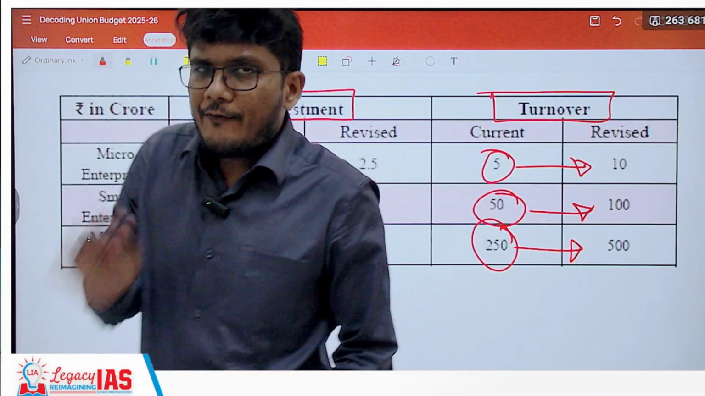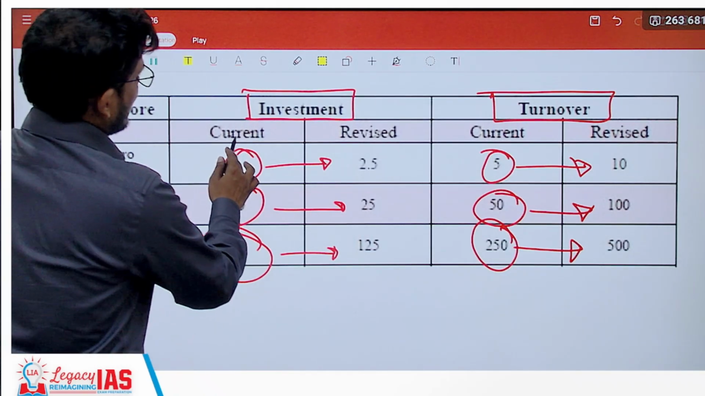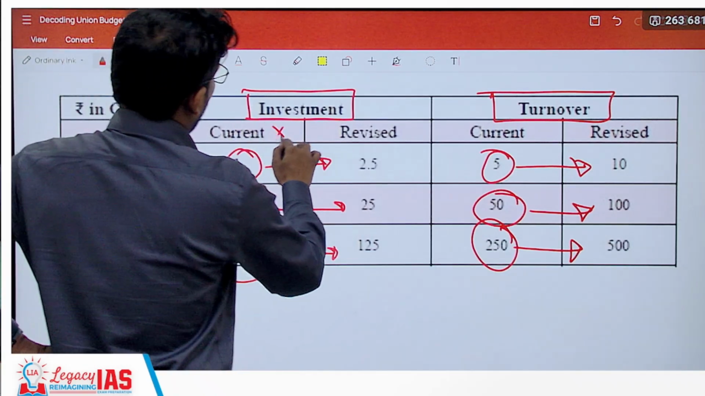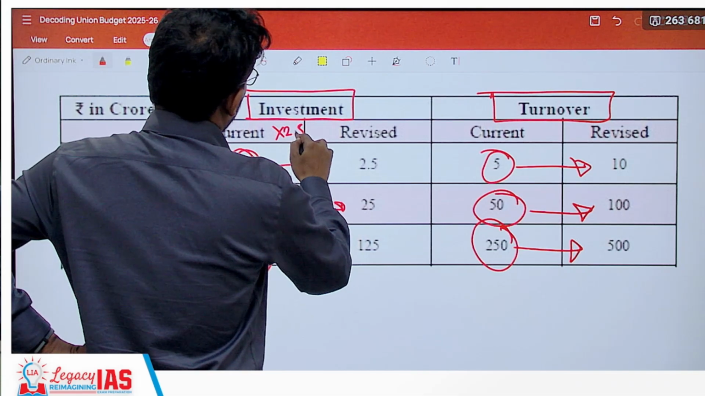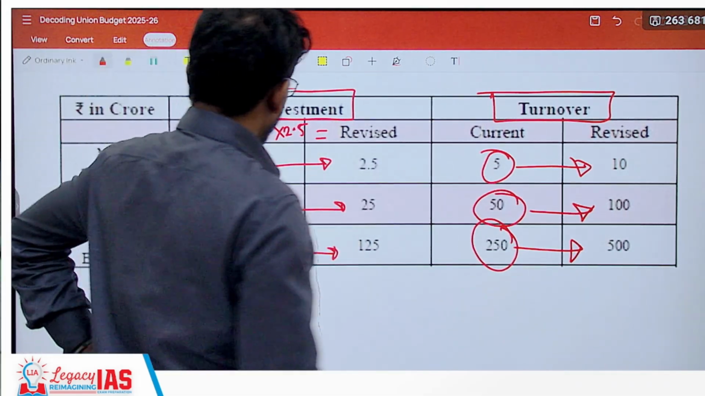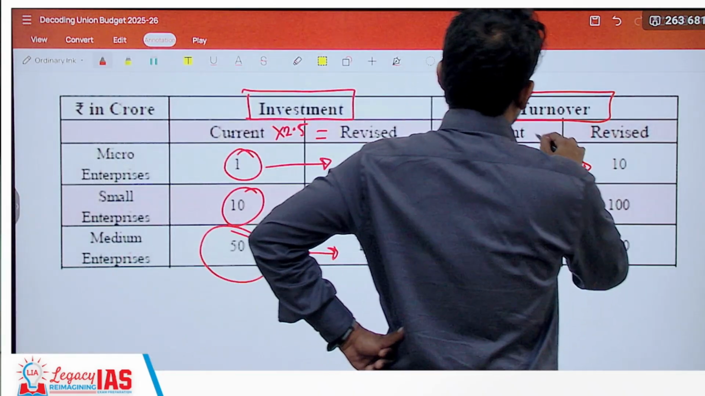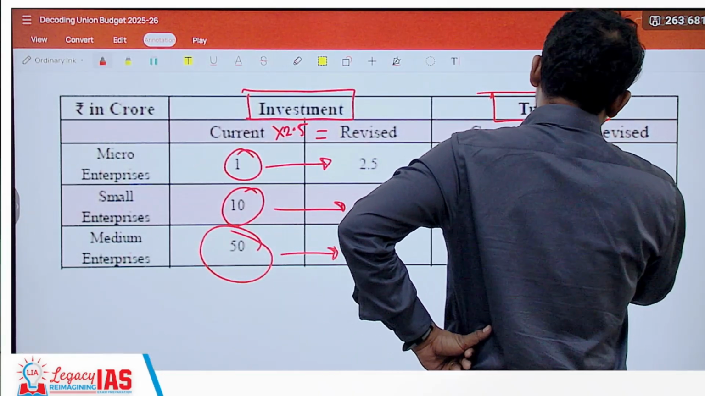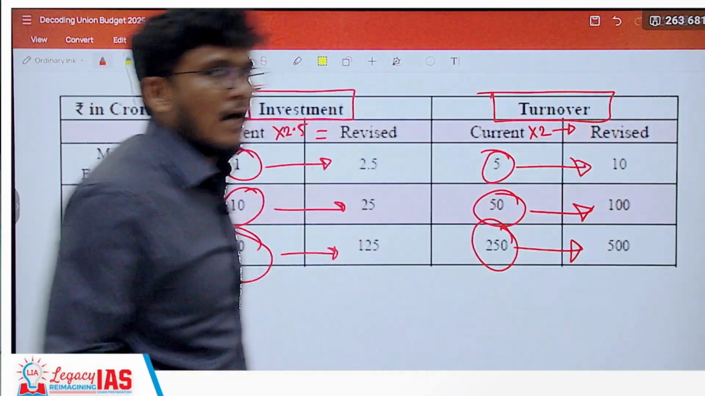Now, effectively what they have done is, they have multiplied current investment by 2.5 to give you the revised investment, and they have multiplied the current turnover by 2 to give you the revised turnover. Now, how does this help?